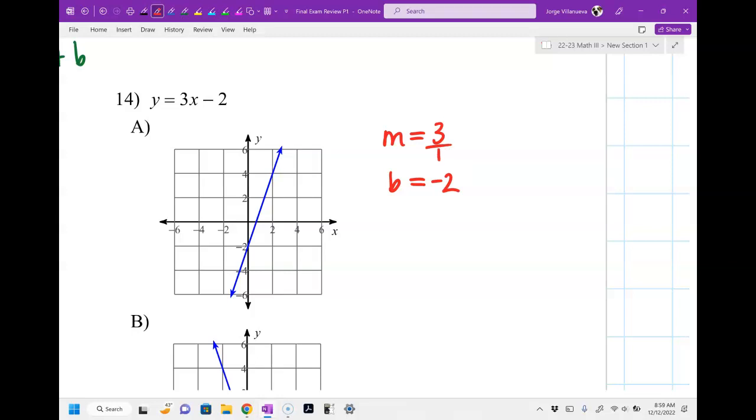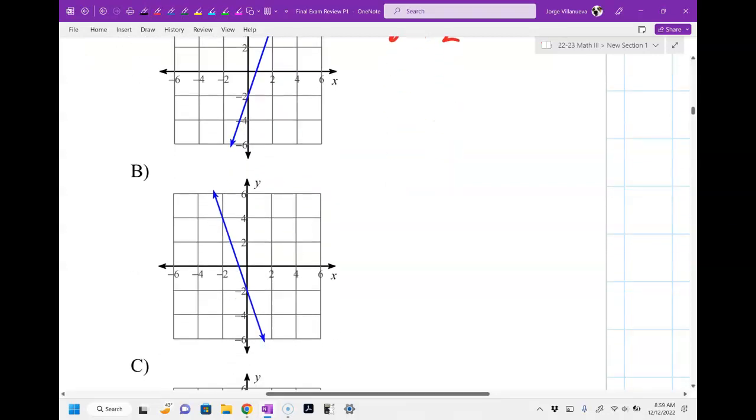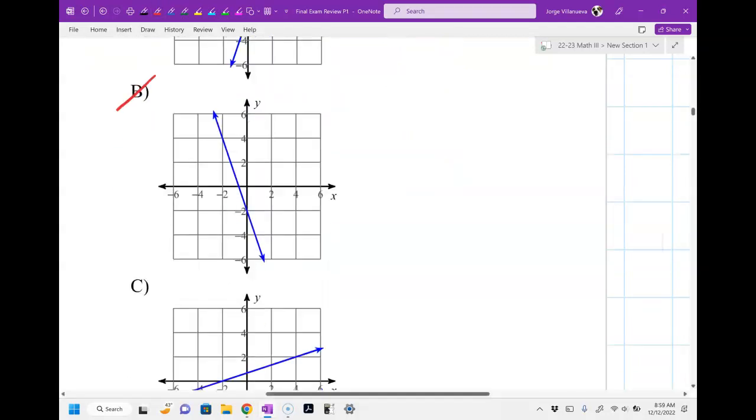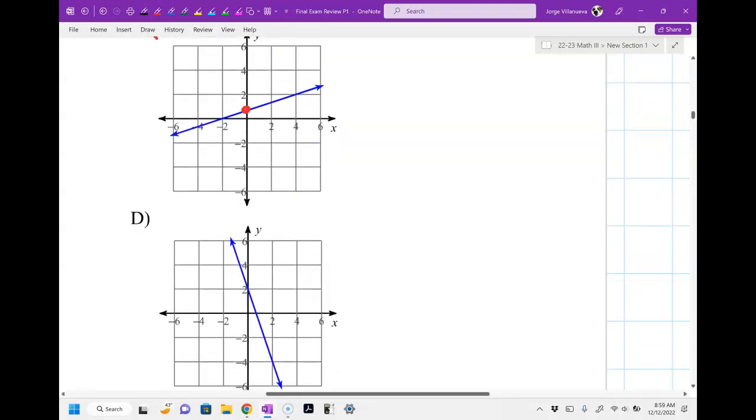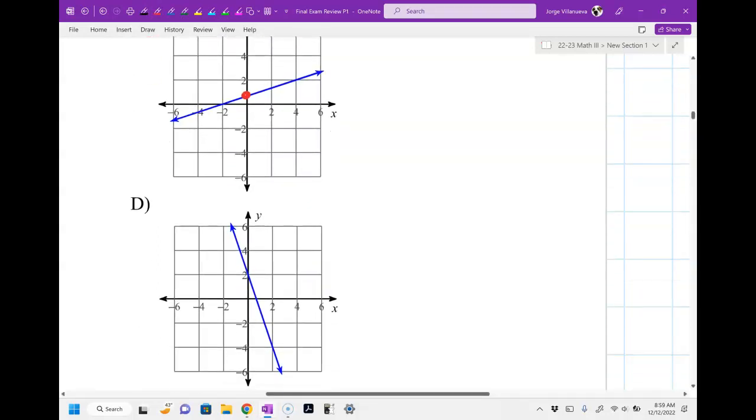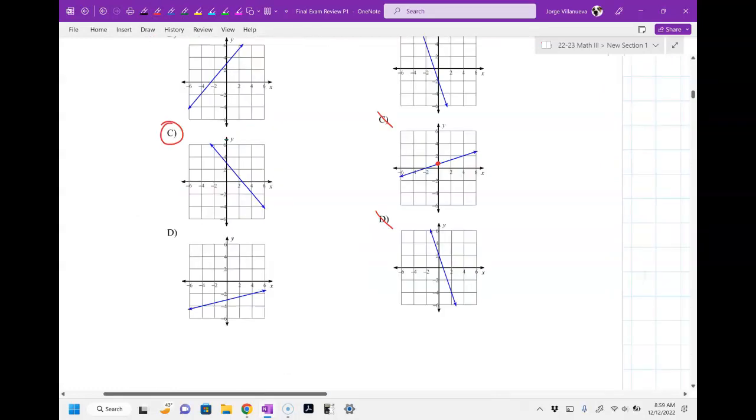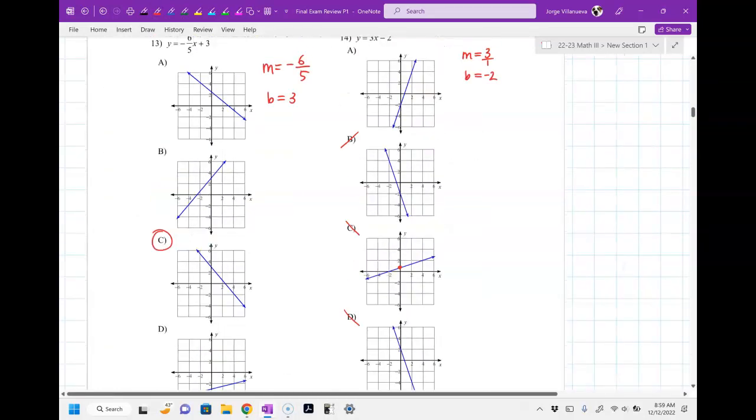So A is a good candidate. It starts at -2 and it goes up. B starts at -2 but it goes down. So this was not good. C, well, the B value is like at 1 maybe, right? It's crossing right here. That's not -2. I know the -2 crosses on the x-axis, but that's not called the x-intercept. The B value is called the y-intercept, so it can't be this one. And this one starts at +2, so it can't be that one. So I think we just eliminated everything, huh? So your answer is going to be A.